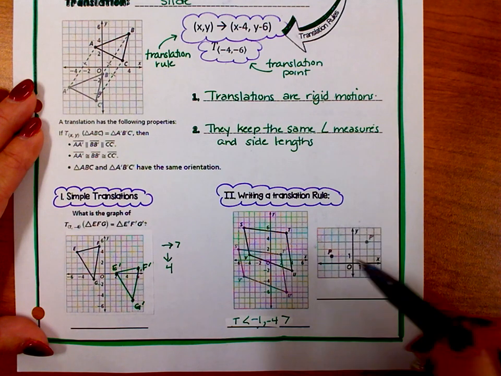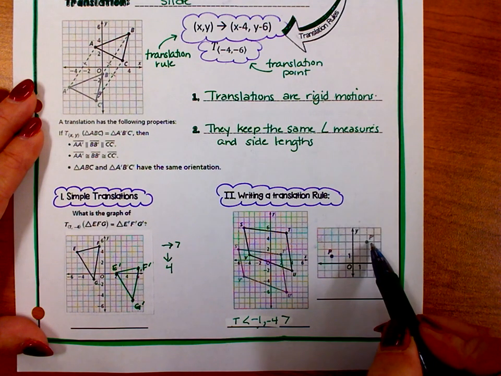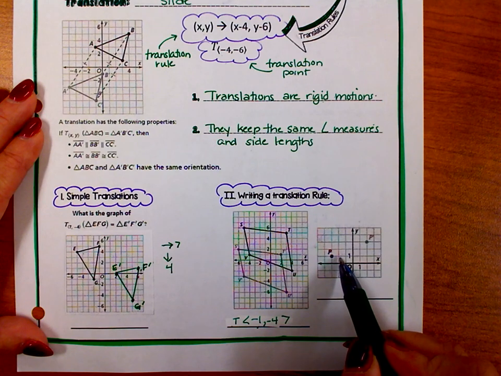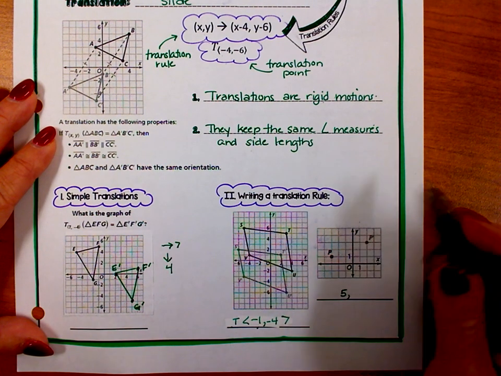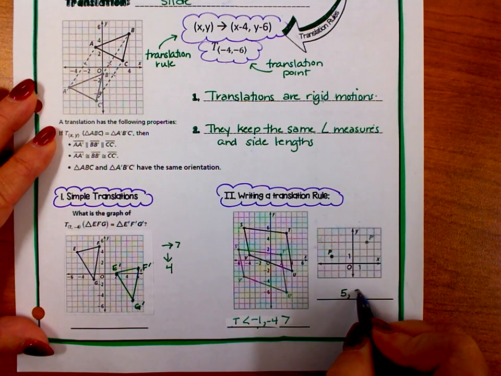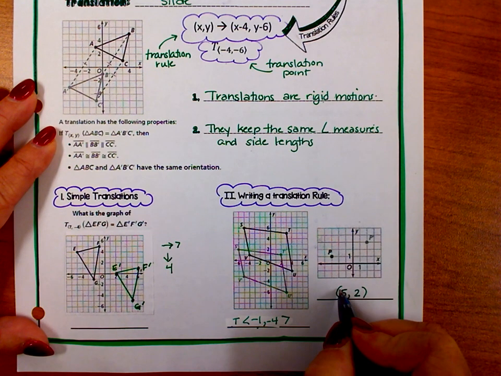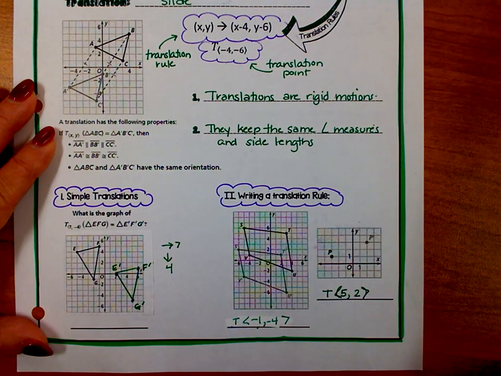Looking at a single point, this is P, this is P prime. So we're going to go to the right 1, 2, 3, 4, 5. So that's a +5. And then we're going to go up 2, which is a +2. So our transformation point is T, 5, 2.